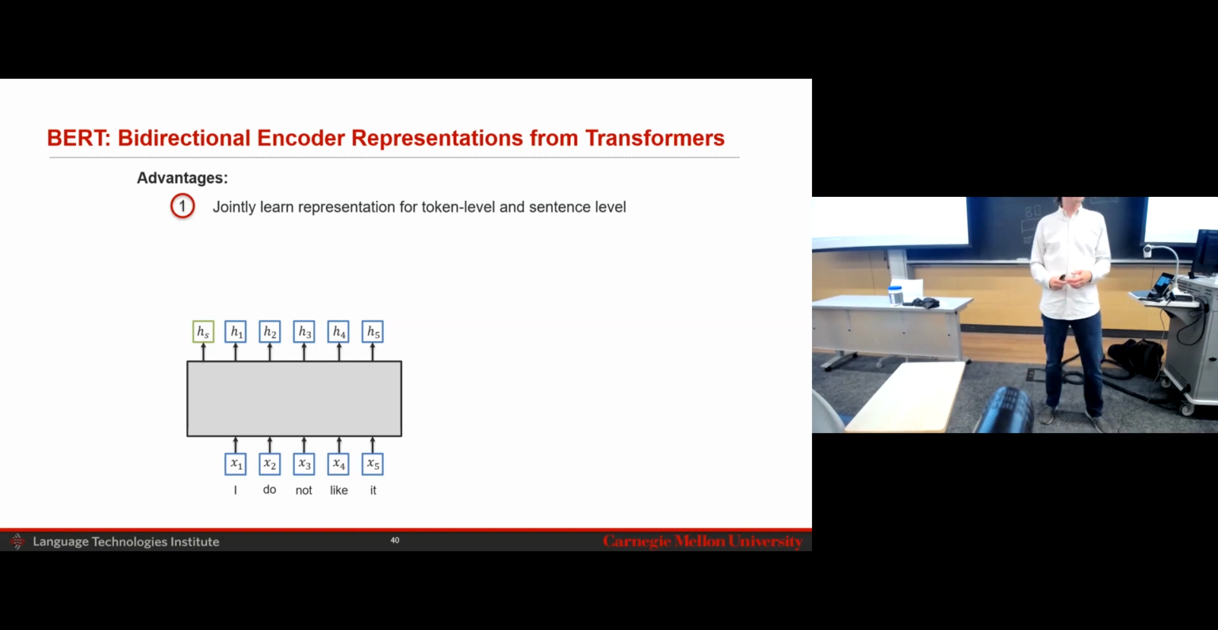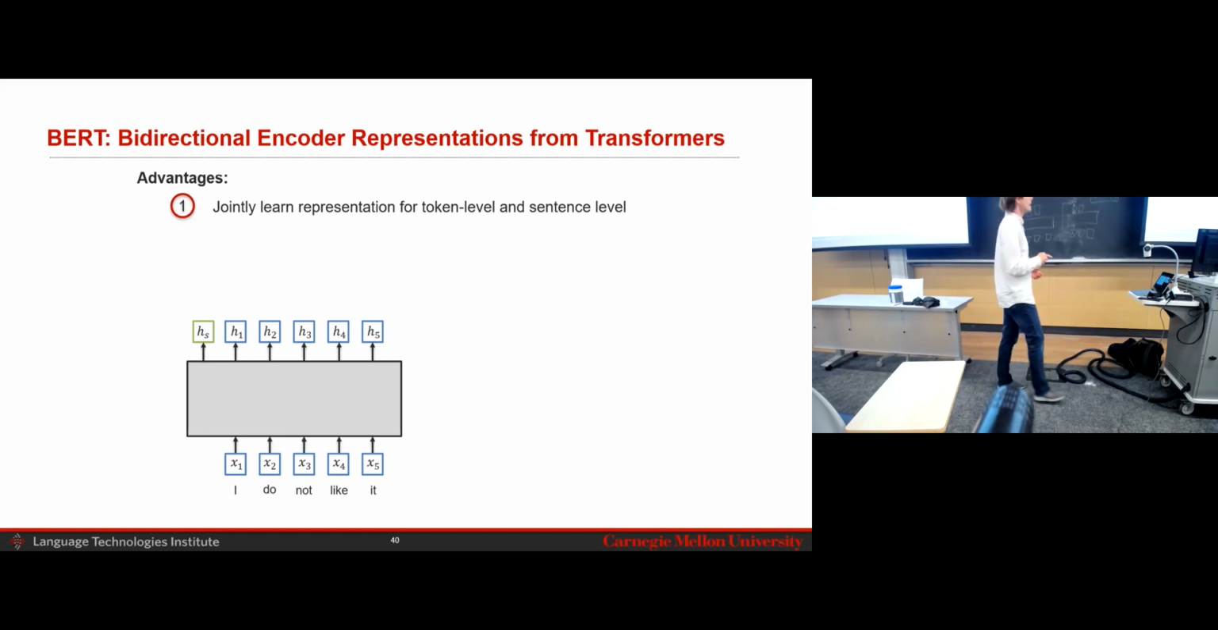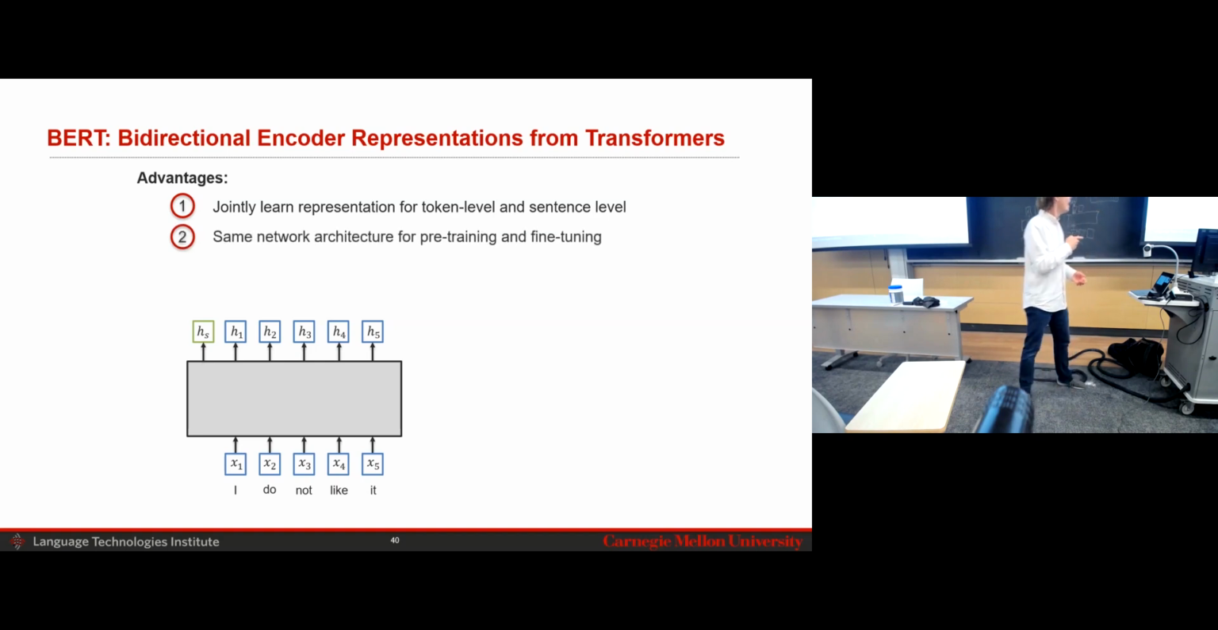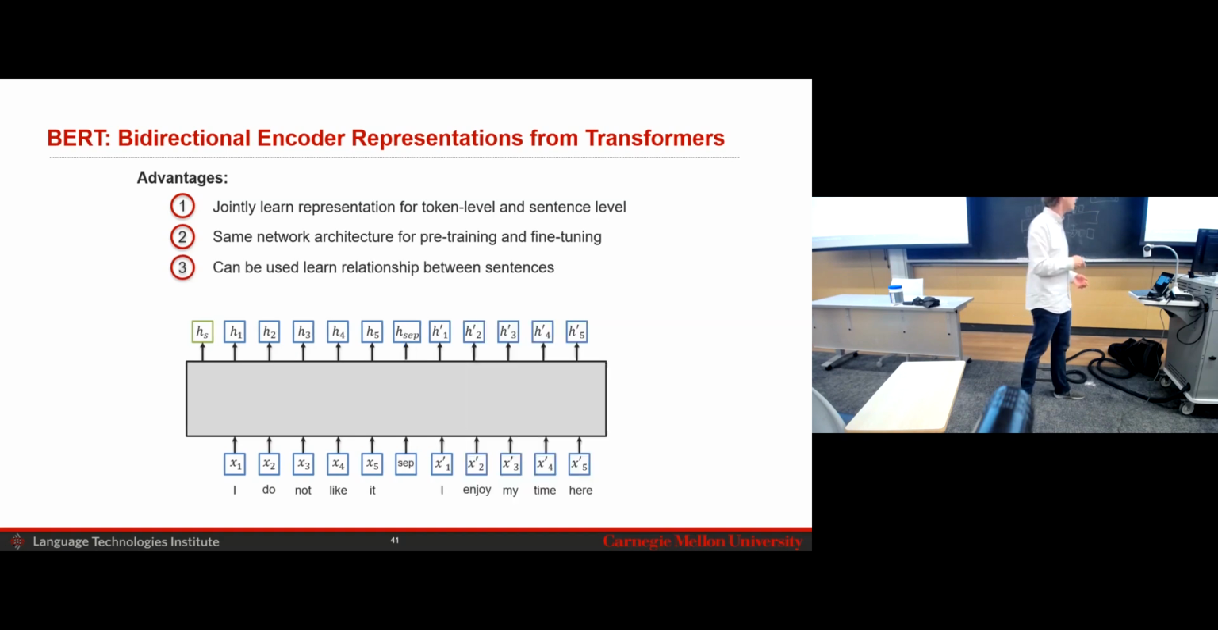It will be a special token for the sentence, like a CLS, I think, is what it's called these days. I forgot, but we'll have it in a second. I would like to use the same network for pre-training, and later on I will use it for pre-training and then for fine-tuning.